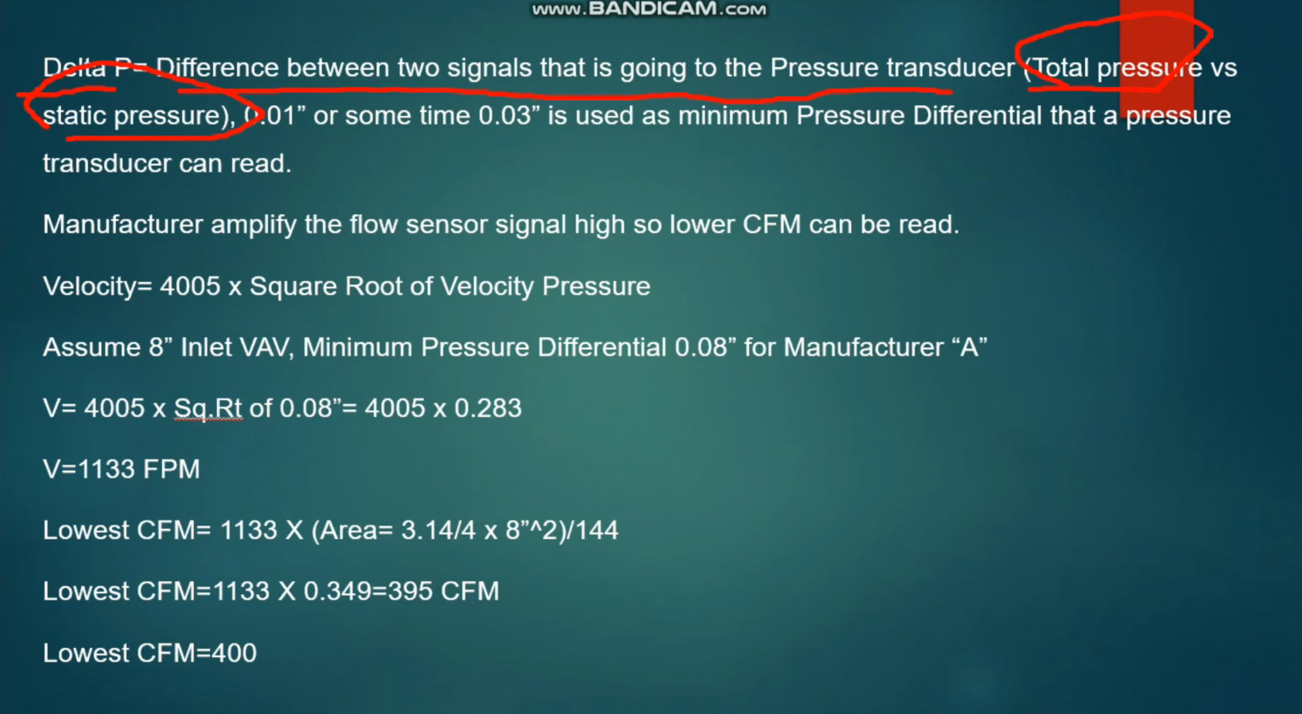Normally, the minimum pressure differential that a pressure transducer can read is 0.01 inch or sometimes 0.03 inch. If you go lower than this, the pressure transducer cannot read the pressure differential. So there should normally be 0.01 inch or 0.03 inch as the minimum pressure differential. Manufacturers amplify the flow sensor signal so lower CFM is possible. This is another option: the manufacturer uses an amplifier to make the pressure differential higher, so they can go to very low CFM also.